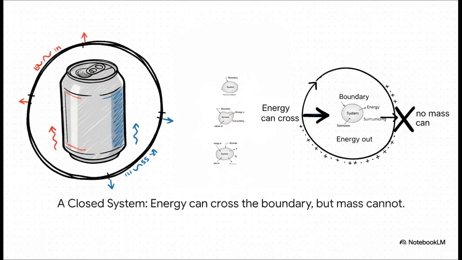Now, let's look at our first type of system, a closed one. See how the arrow for energy can go in and out? You can heat it up, you can cool it down, but the arrow for mass is blocked. Nothing physical can get across that boundary. The perfect example is a sealed can of soda. You can put it in the fridge, but the soda itself isn't going anywhere.